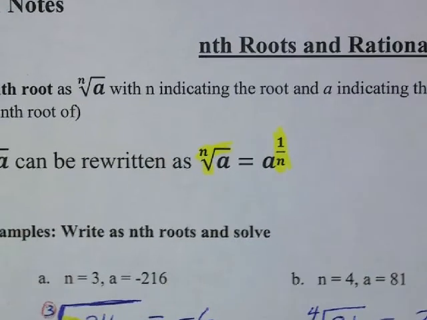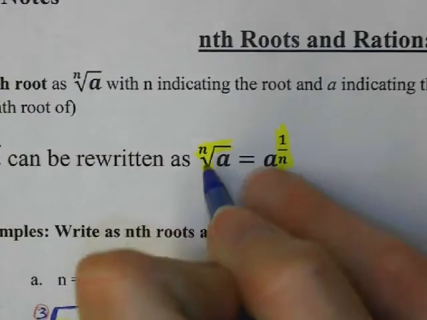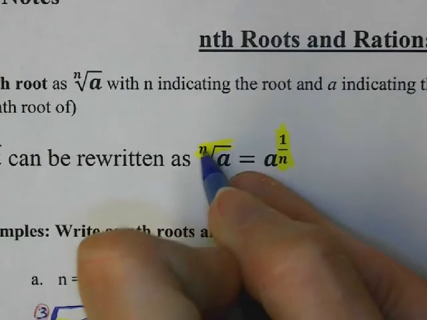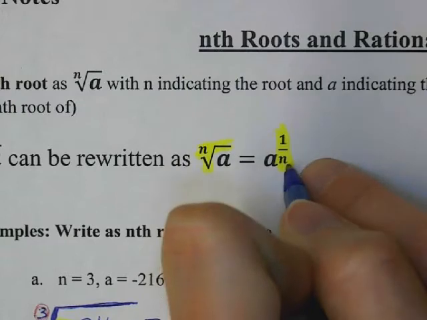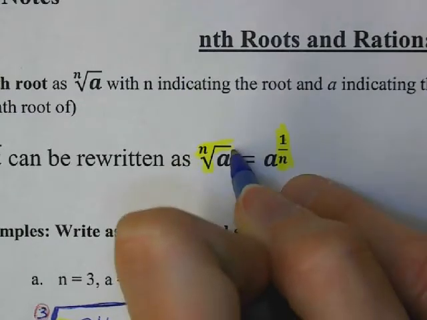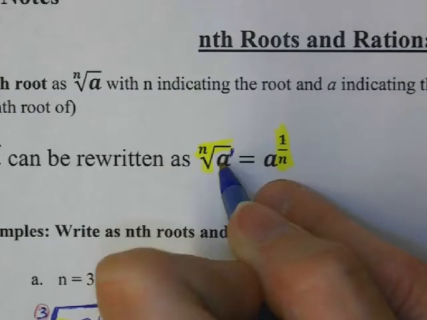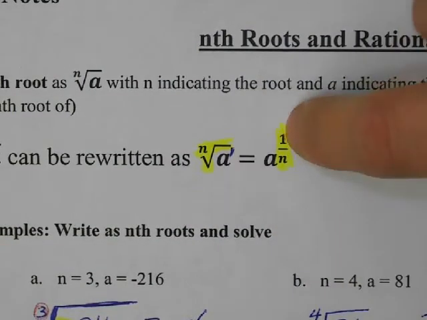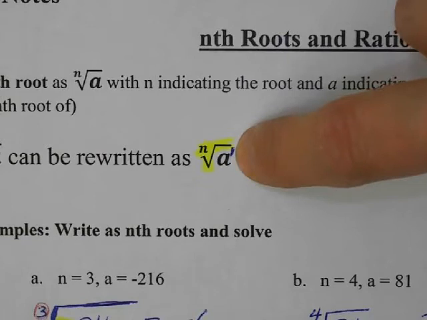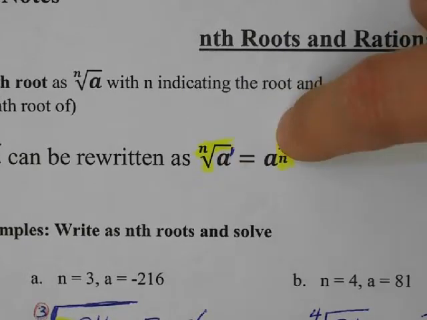There it goes. So the nth root of a, you can write it as a to the 1 over n power. Where does that 1 go? The 1 would be right there. It's like a to the first power, if that helps you see it. The top number goes with the a, that's a to the first power, and then it's an nth root. The n goes on the bottom.